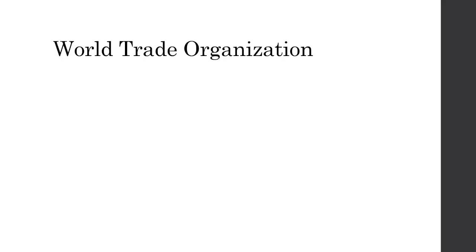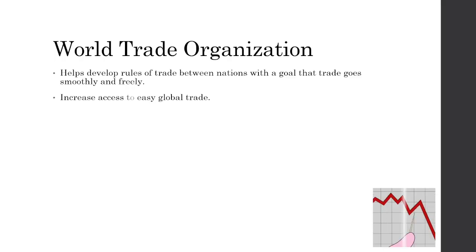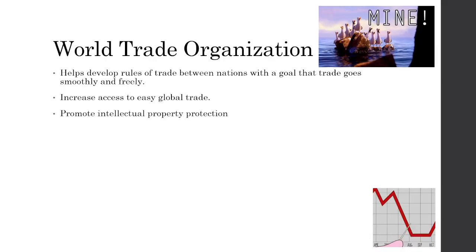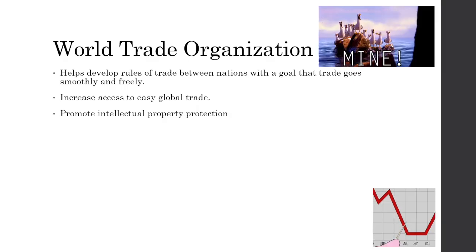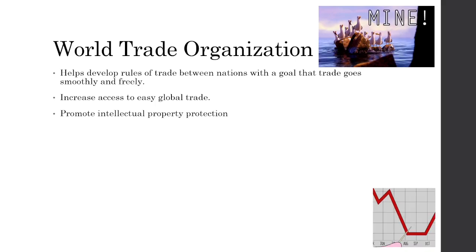Now let's talk about the World Trade Organization. As its name suggests, it helps develop the rules of trade and facilitate trade so it goes smoothly, freely, and efficiently. It'll increase access to easy global trade. So if people put in unnecessary conditions, the World Trade Organization is like, no, you can't do that. Let them trade with you. Don't you want to increase your economy? That's the big goal. They also want to promote intellectual property protection. They don't want to go to a country and state that they have to trade.